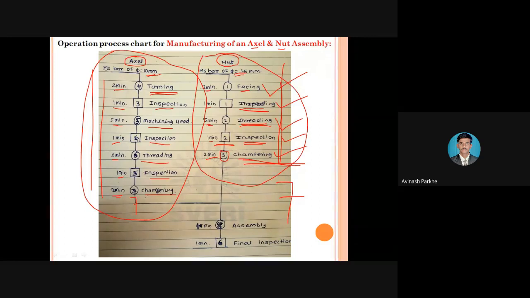Okay, how many inspections are performed? Total 5 inspections are performed. Out of that 5, 2 inspections will be carried out on the nut, and the remaining 3 inspections will be carried out on that particular axle.